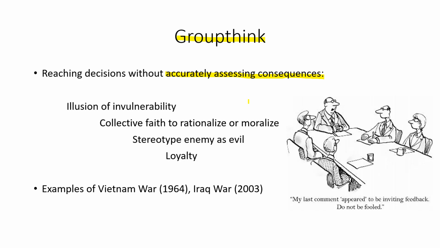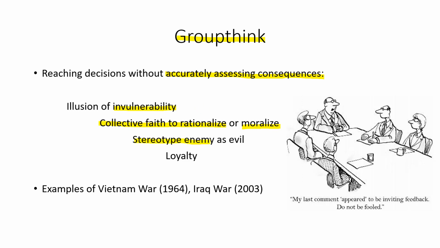What are some of the things that lead to groupthink? This is the illusion that your group is invulnerable, that you can't be hurt by this decision, or that you may have a collective faith to rationalize or moralize that your decision is the right one, and you've convinced yourself of that and continue to rationalize and convince yourself.